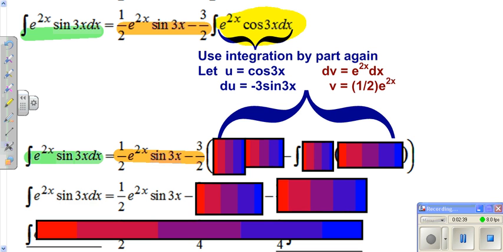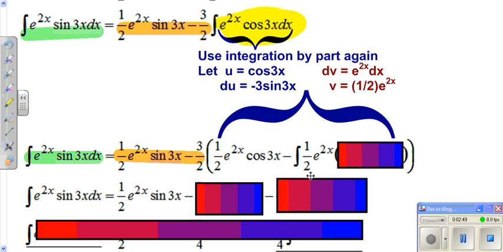So I need to have all that in big brackets. I have to do my u times my v minus the integral of my v times my du. So this is my v, this is my du from what I have up here.